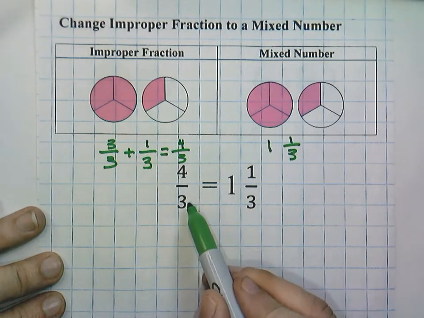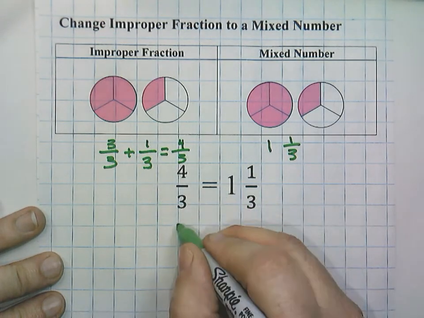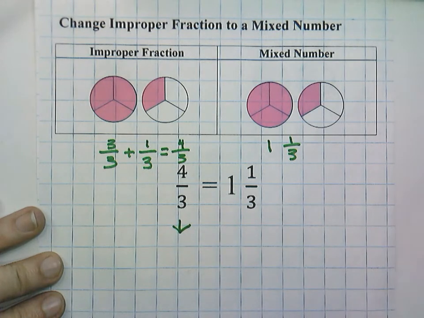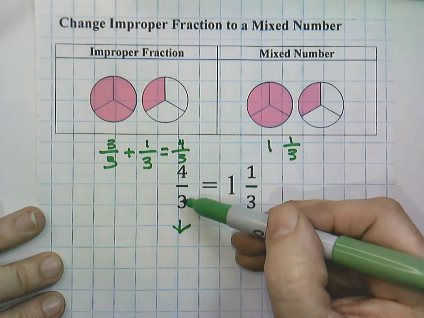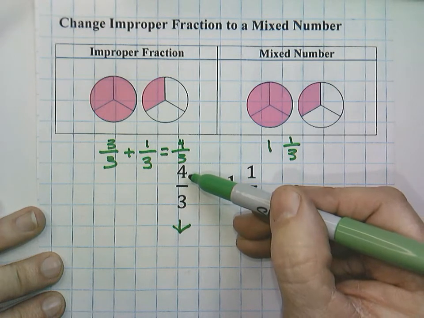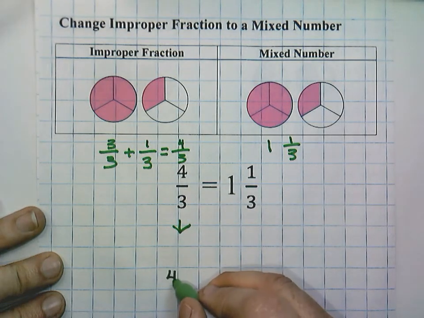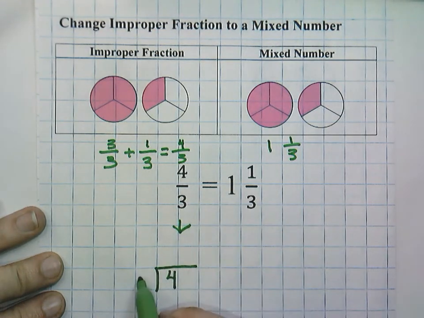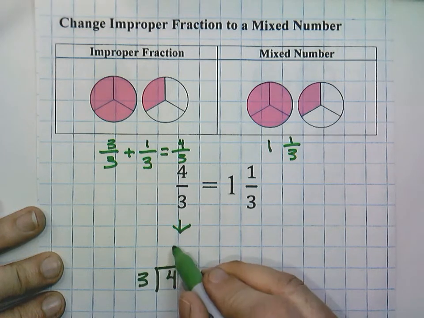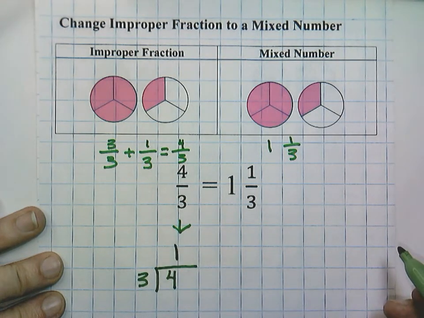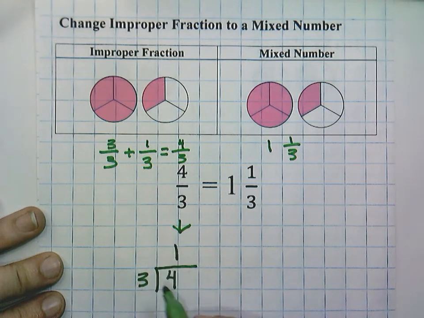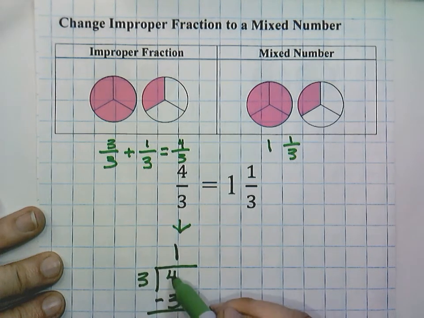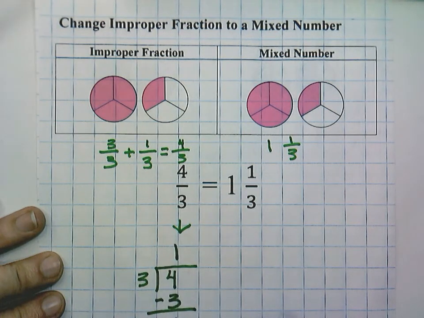The question is, how do you do that? And I'm going to show you right here. Remember we said earlier that a fraction is a division statement, and that's what we're going to do. We're going to divide. We're going to take our 4 and divide it by the bottom number of 3. 3 goes into 4 one time, and then 1 times 3, if you remember our division steps, would equal 3. I have to find the difference, and I get 1.